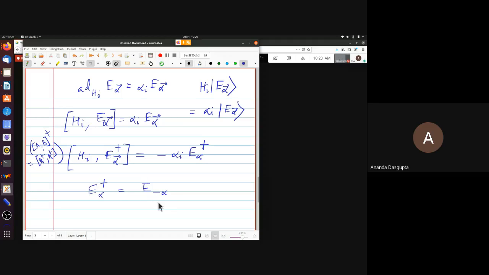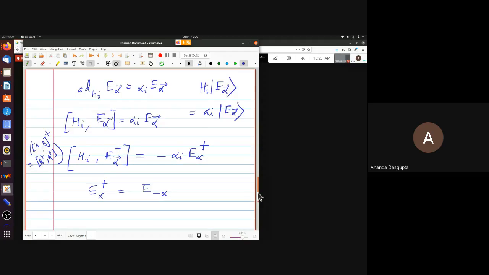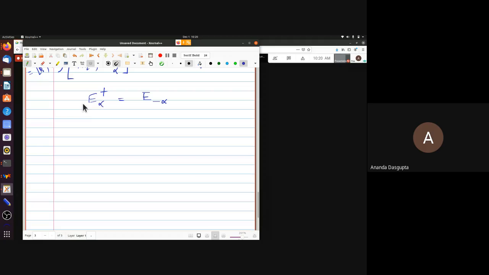I'm dropping the arrow sign on top of the alpha. Too much bother to write. It's basically that if you have a simultaneous eigenvector like this, you have a corresponding one. So if alpha is a root, minus alpha is also a root. I can find the simultaneous eigenvector. The generator corresponding to minus alpha is just the adjoint of the generator corresponding to alpha. There are too many adjoints here, the adjoint representation and the Hermitian adjoint property. But I hope from the context it's clear which one I mean at any given stage.